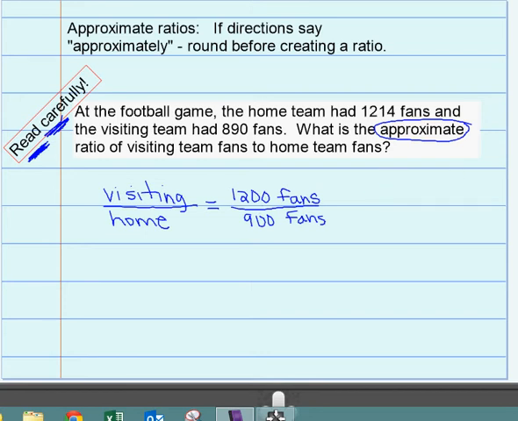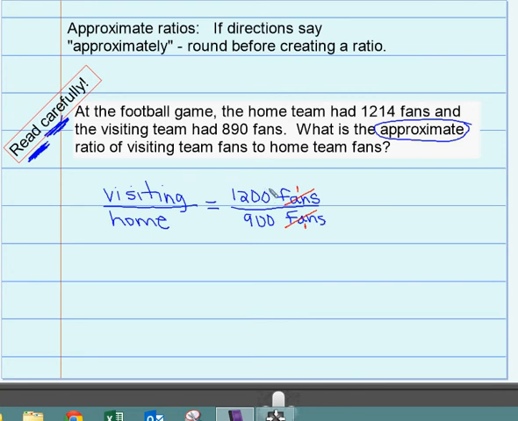But do you remember when I said that ratios do not have units? Well, look at this. Fans divided by fans. Those are going to divide out. They're just like numbers. They'll be replaced with a 1. They cancel. Fans divided by fans is just 1. So that's why the units go away.